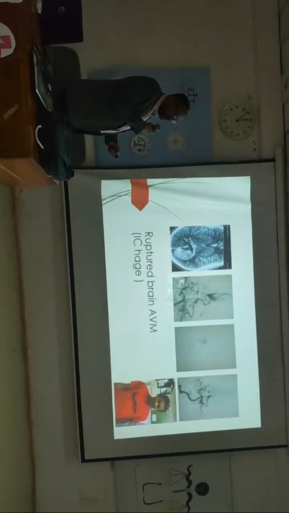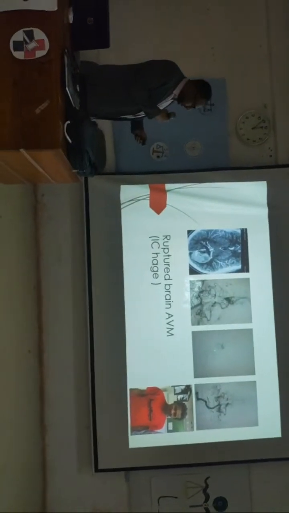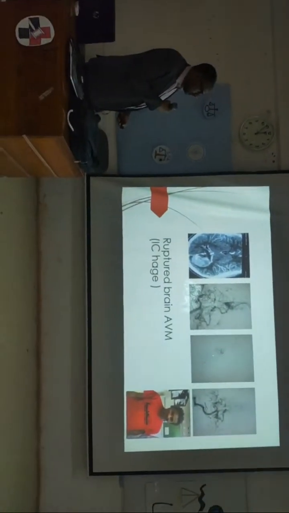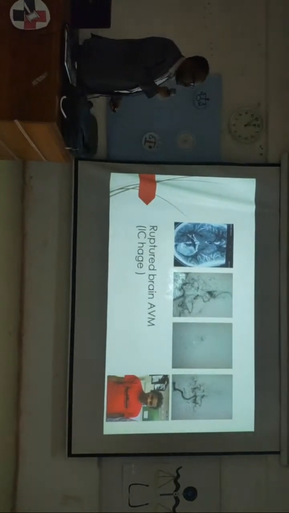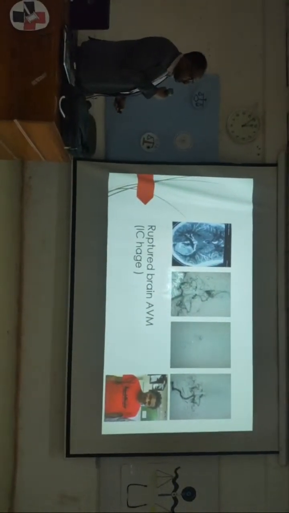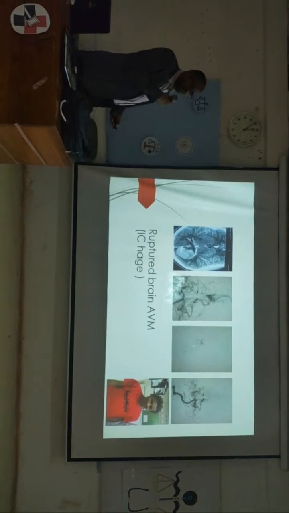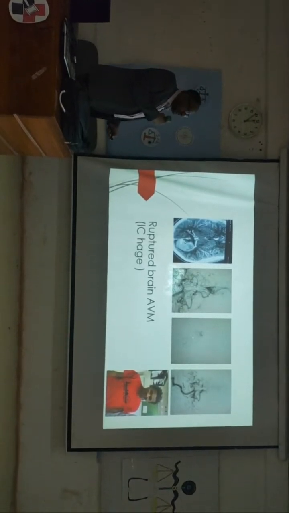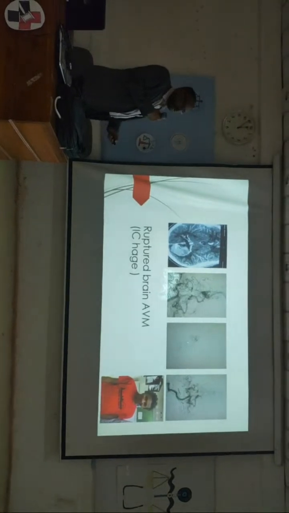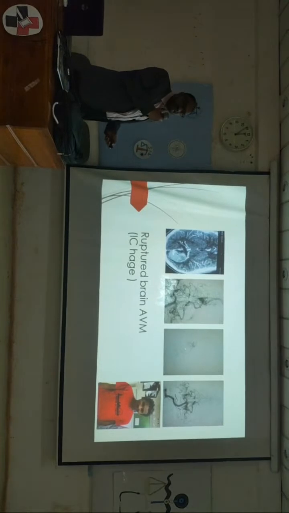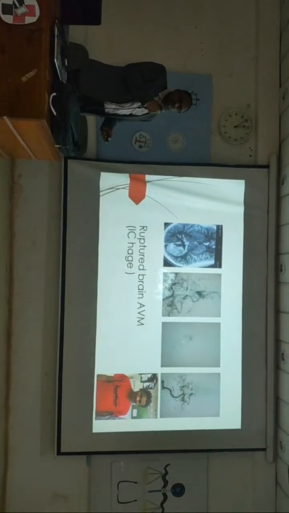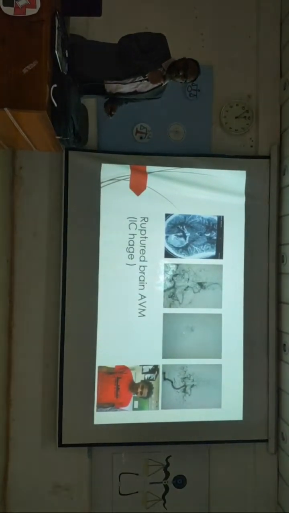Also, one of the causes of brain hemorrhage is ruptured arteriovenous malformation. Arteriovenous malformation is usually a congenital anomaly, and this condition occurs in young people. Some people presented with convulsion and increased intracranial pressure, and some people presented with intracerebral hemorrhage.